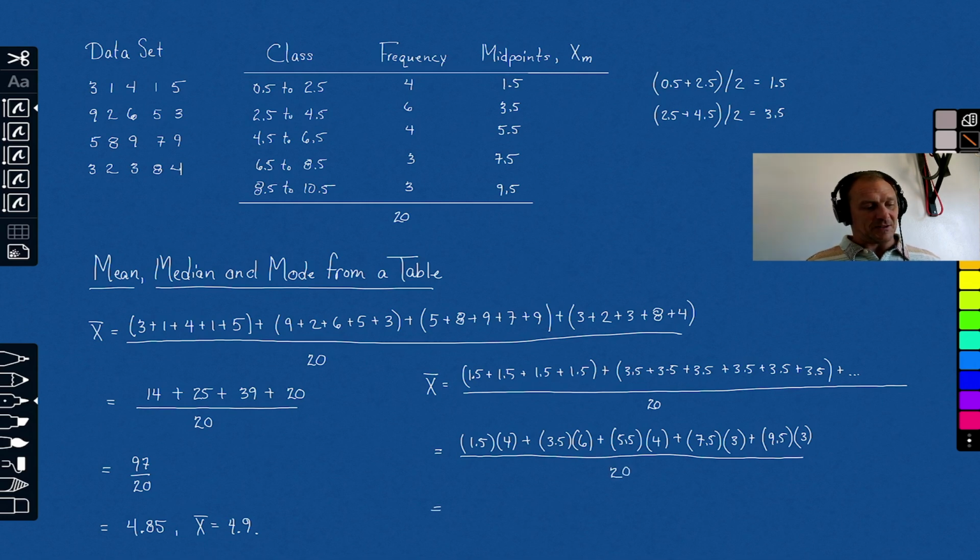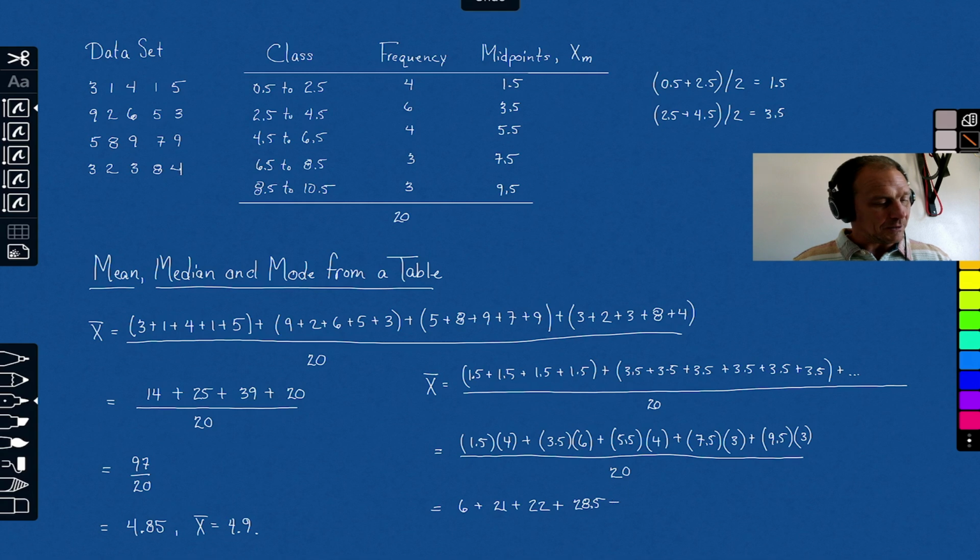And I'm getting tight on space here, so I'm going to squish this in. 4 times 1.5, that's going to be 6. 6 times 3.5, that's 18, and 3 more for 21. Plus 5.5 times 4, that's 20 plus 2 more for 22. 3 times 7.5 is 27 plus 1.5 for 28.5. And finally, 3 times 9.5, that's 27 plus 1.5. Did I do that right? Oh, no, I didn't. The previous one was wrong.